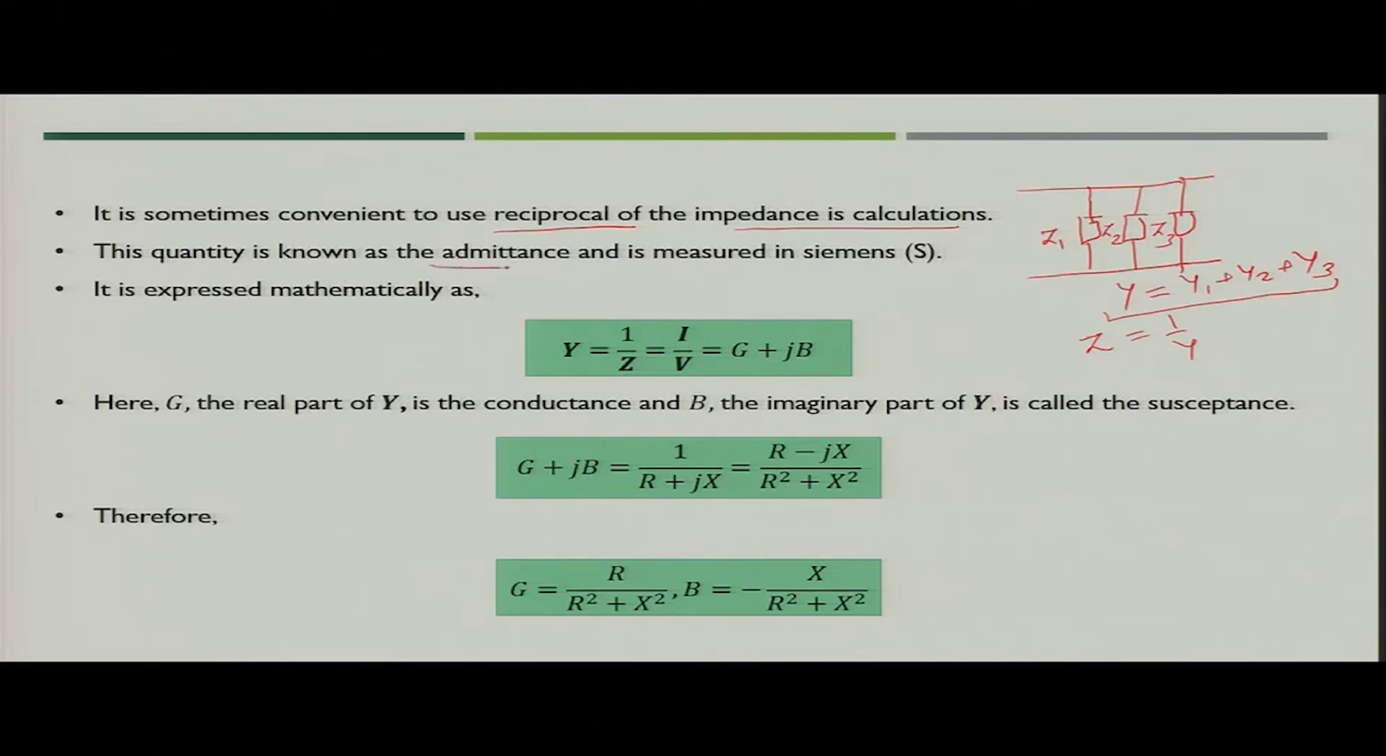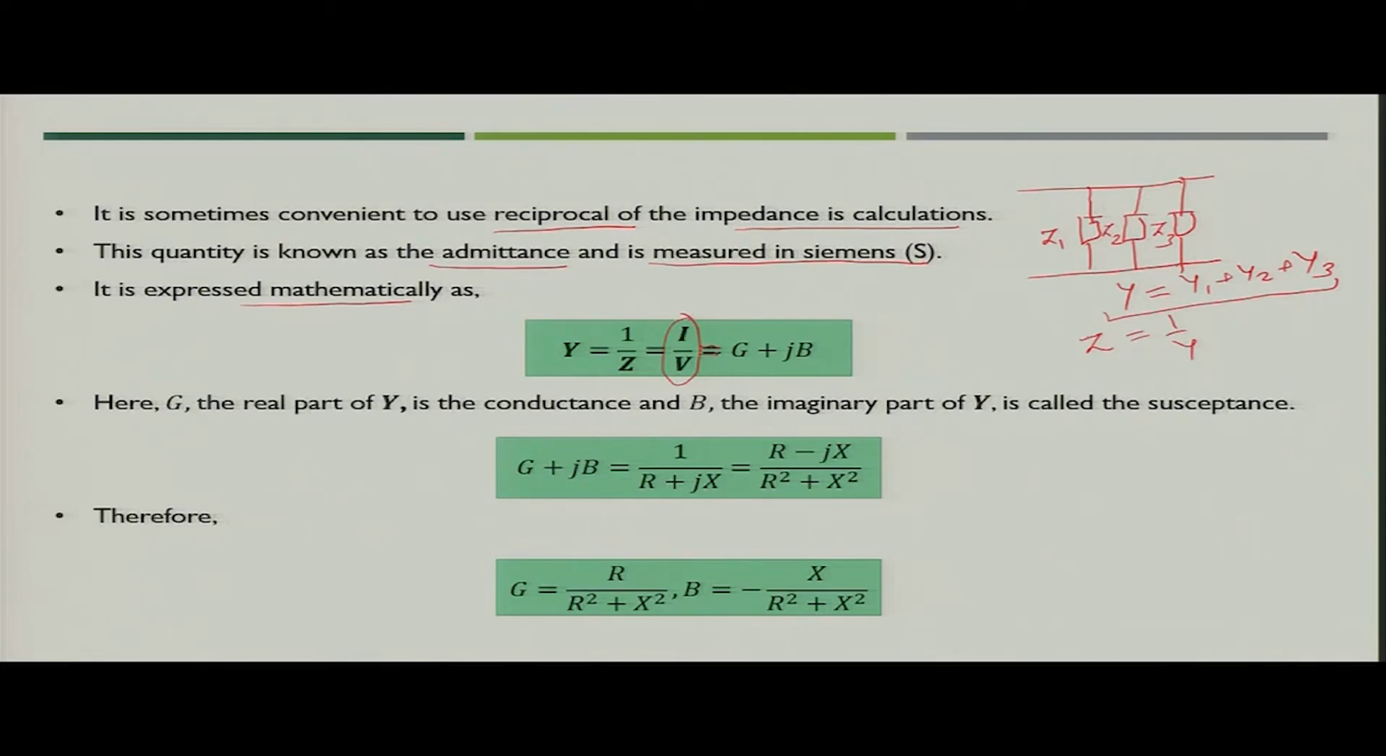Now, admittance is nothing but reciprocal of impedance, and it is measured in Siemens, or you can say it is also measured in mho. Mho and Siemens both are the same, you can use them interchangeably, and the admittance is expressed mathematically as Y is equal to 1 by Z, or you can write I by V.